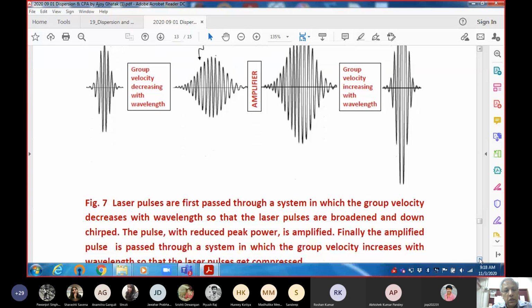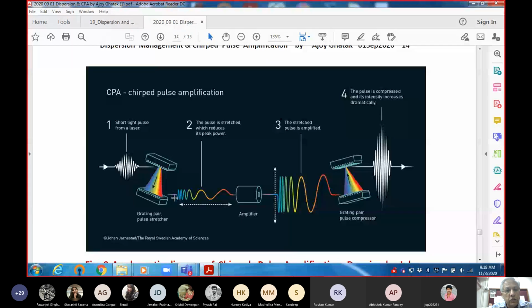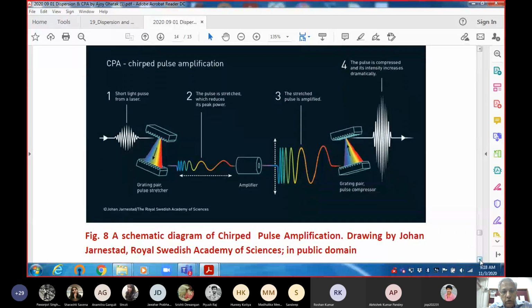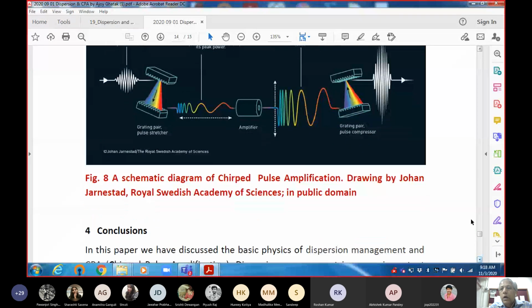So this is their experimental setup. Initially a short pulse, and using a pair of gratings, it is chirped. So its peak intensity is reduced. Then it is passed through an amplifier. After the amplifier, it is amplified, but chirping remains the same. Chirping is not changed. But now we use another pair of gratings, which produce opposite chirping, and you get a very highly intense laser pulse. I will share with you this article.